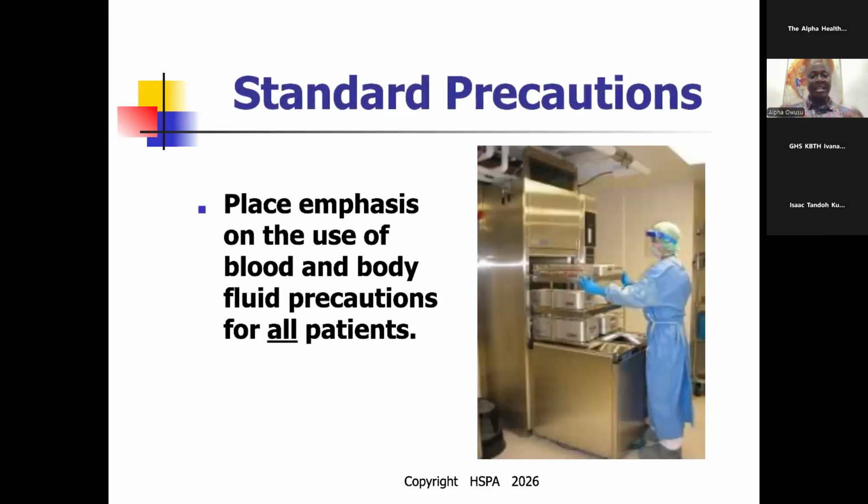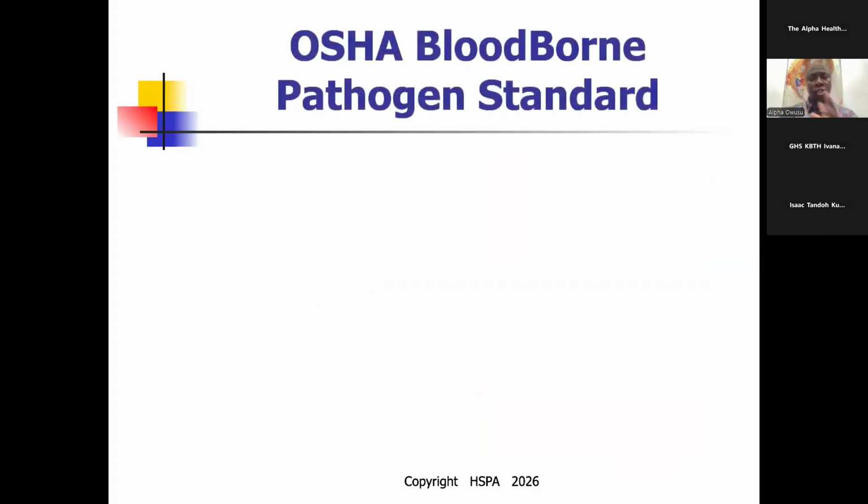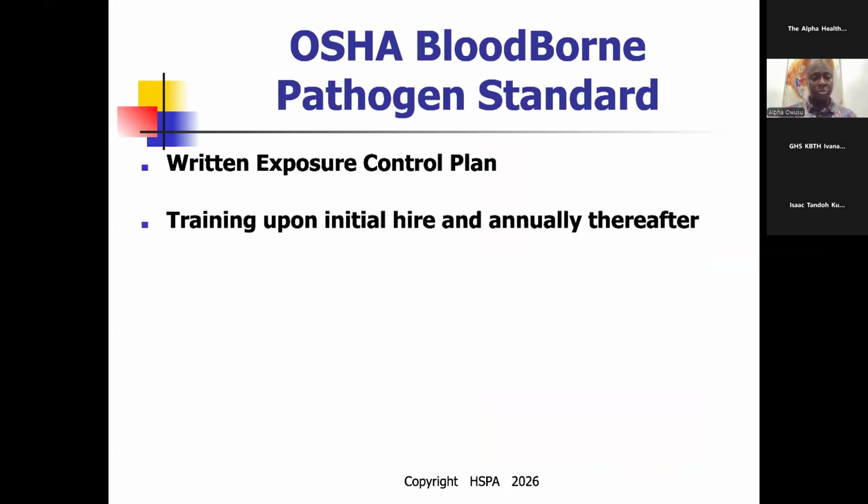Again, standard precaution. Place emphasis on the use of blood and body fluid precautions for all patients and all instruments and medical devices. Very, very important. OSHA bloodborne pathogen standards, right? Written exposure control plans. When I went to the facilities, I was asking them, what are your exposure plans? Train upon hiring. The sterile processing technician should be trained upon hiring on what these exposure controls are, the plans. When something gets on the floor, how risk management should come in.